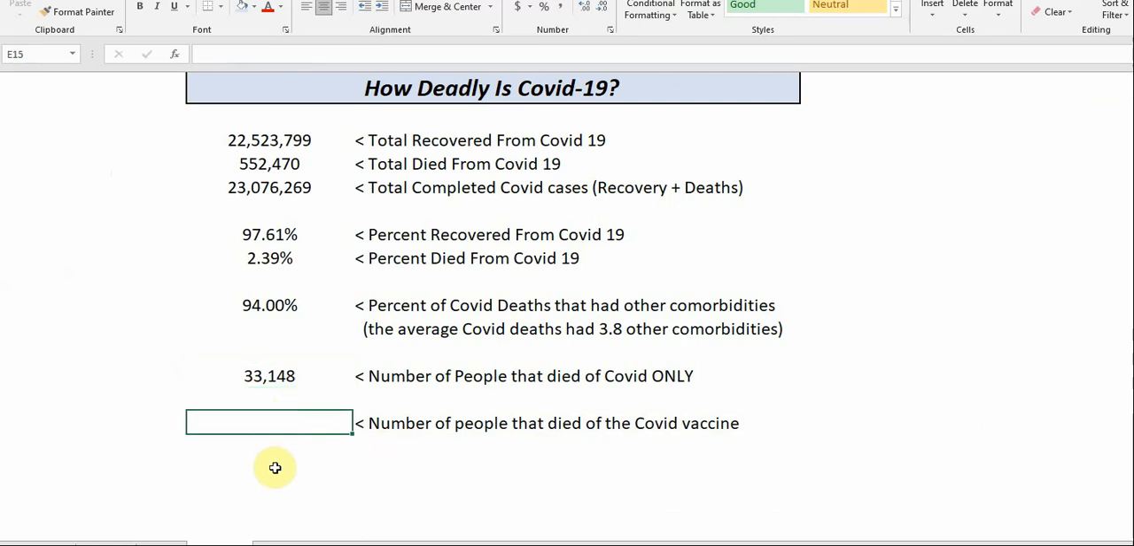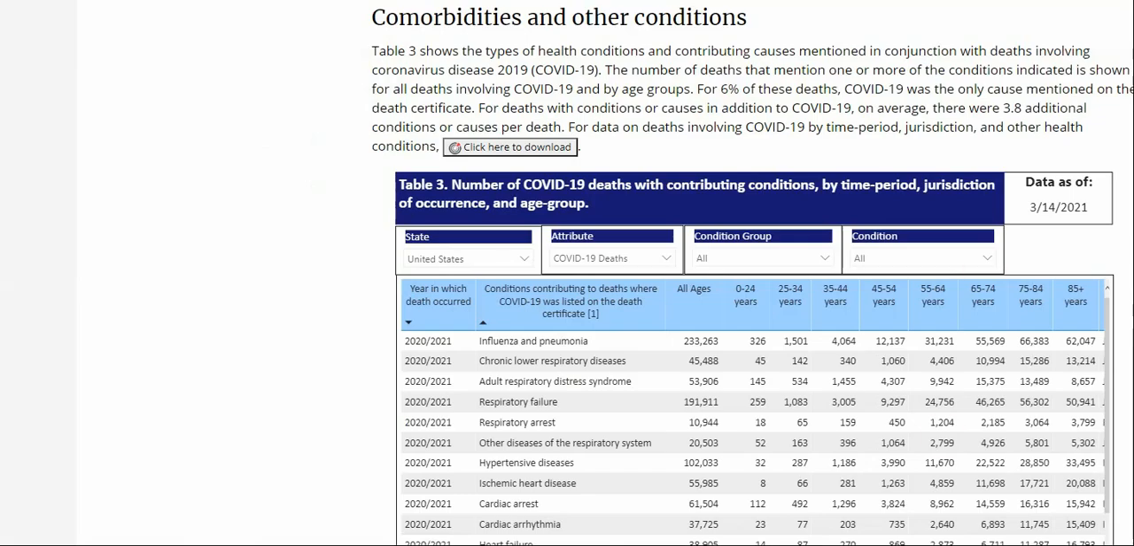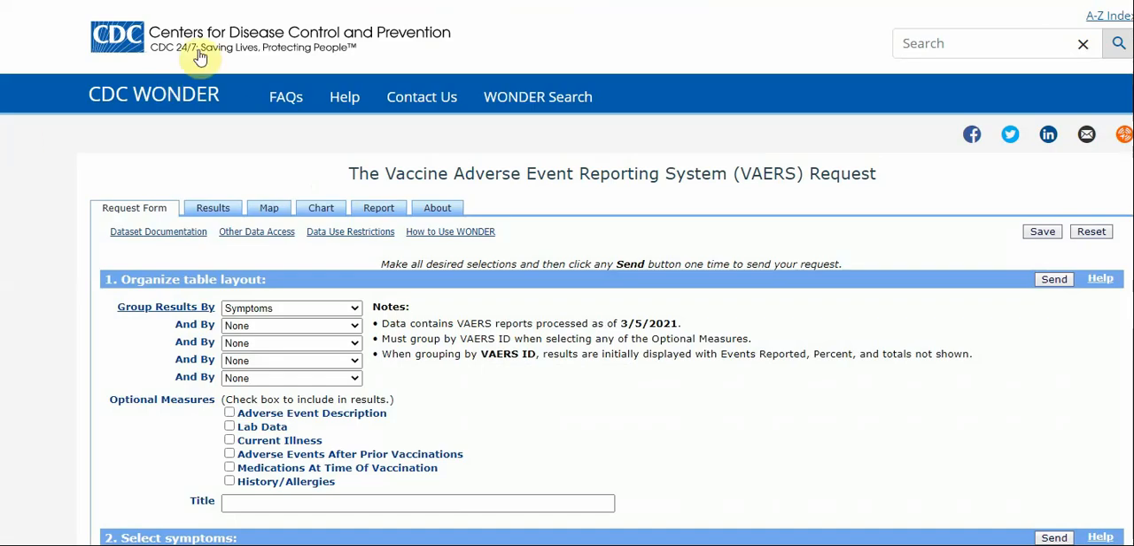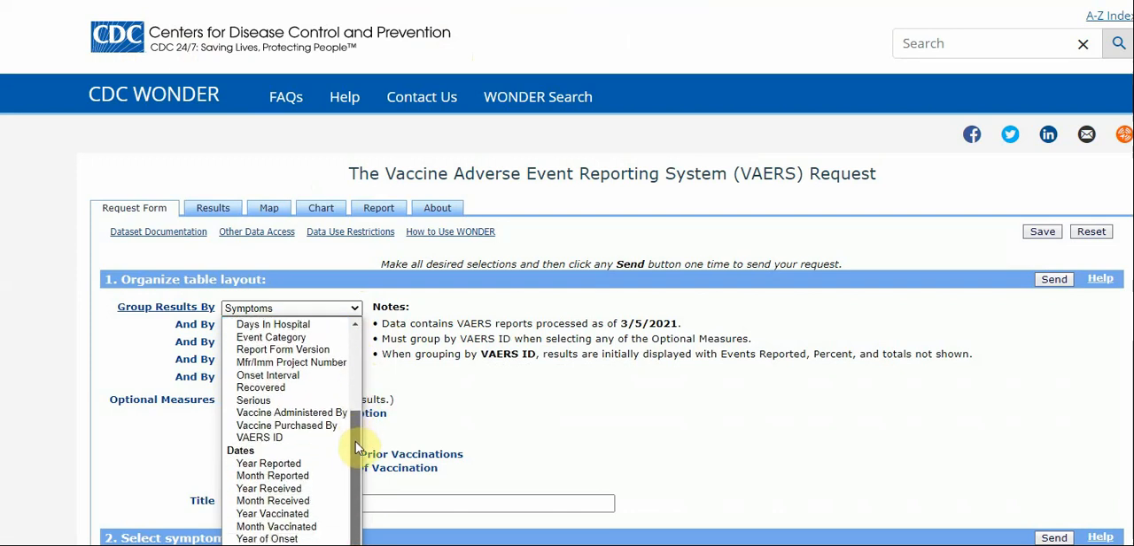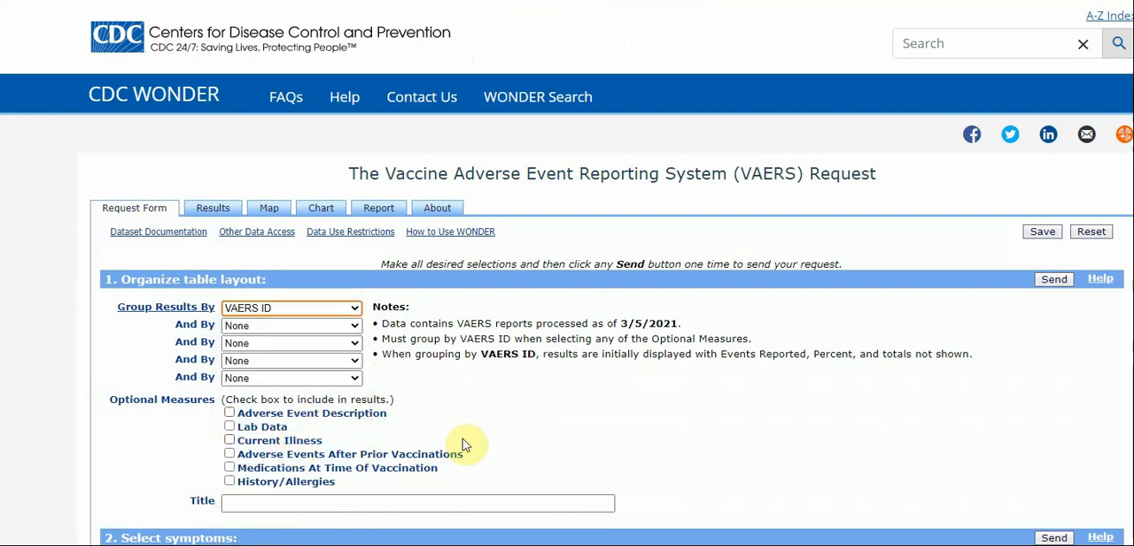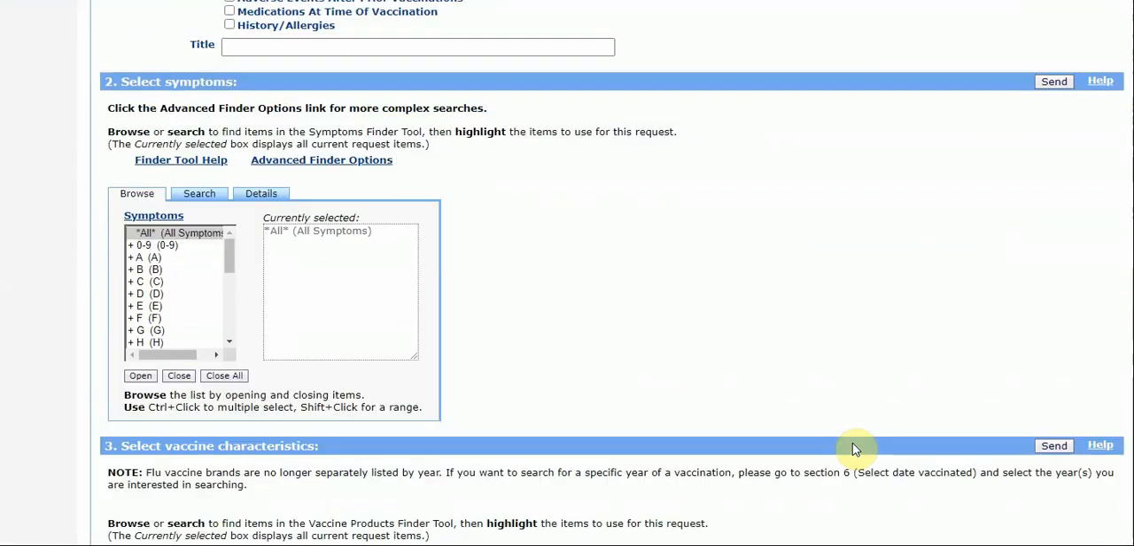So I want to look at one more thing. The number of people that died of the COVID vaccine. I'm going to go here again. We're going to go to the Centers for Disease Control. And we're going to plug in a few bits of information here. You can watch my other videos to learn how to do some of these things. I'm not going to go through it step by step again.